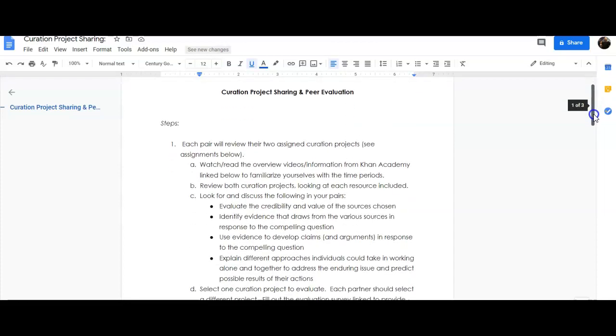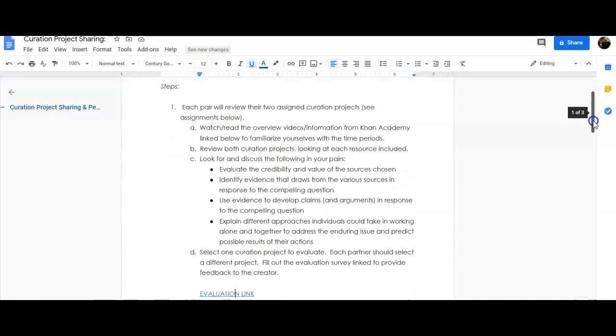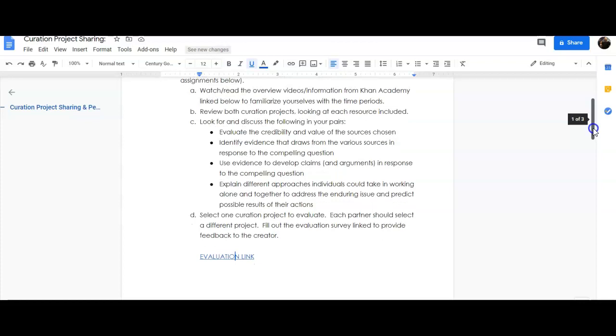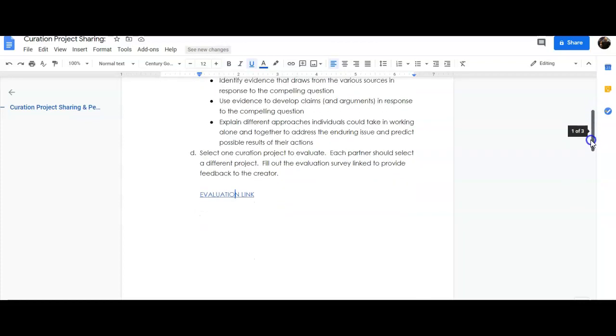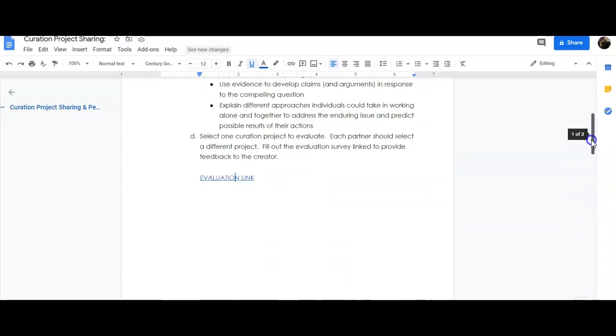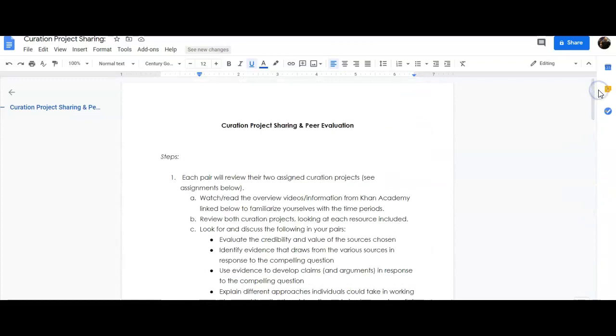We know that we all can improve. It's nice to have some of that specific feedback. And then, of course, I will review each curation project and give the evaluation scores and feedback in addition to what the students have done. So you will be able to go down here and see all of the links. That is your process to go through for this project sharing and evaluation tool.